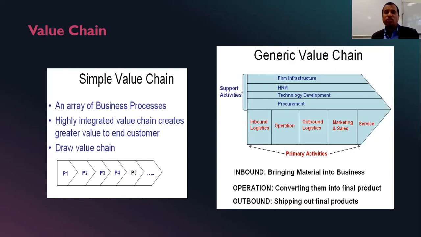So we understood the value chain is a simple array of business processes. Just making a list of all the business processes of your firm one by one, that as a whole will give you the idea about the value chain of the firm. But the supply chain is something different. The supply chain is a subset of the value chain, and the value chain is a broader concept, whereas the supply chain is a smaller concept. More activities are involved in the value chain compared to the supply chain.